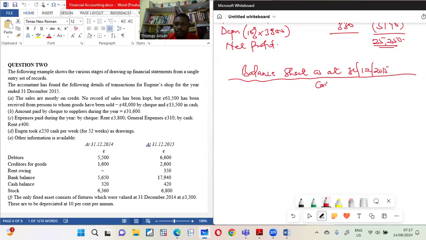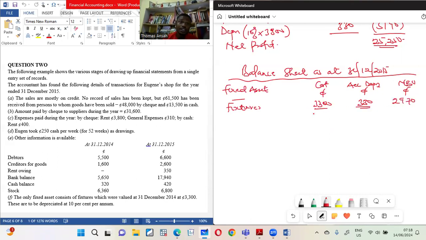Remember how we do it. Cost, accumulated depreciation, then net book value. So we start with our fixed assets. So let's put our signs. So the only fixed asset we have in this question was fixtures, right? So fixtures, we are told that this is 3,300. And we had depreciation of how much? 330, right? 10%. So what is the difference? Our net book value, 3,300 minus 330. So that gives me 2,970.